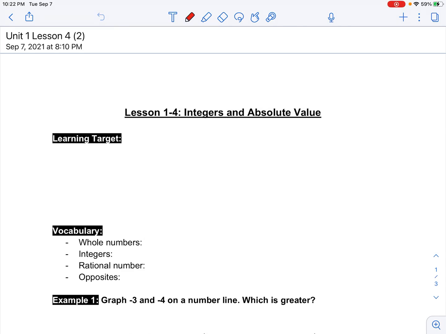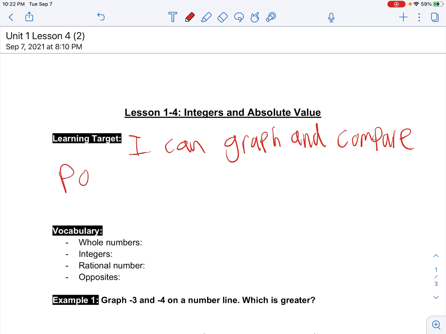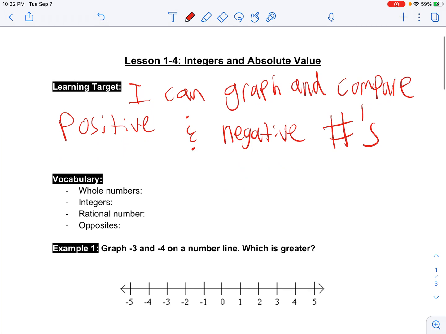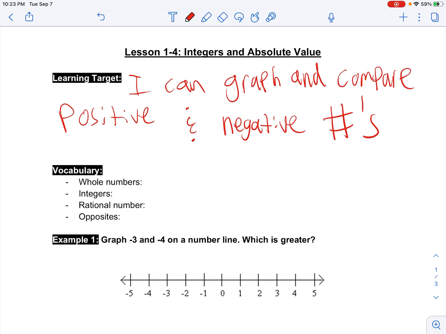All right, let's take a look at lesson 4. Our learning target for today is I can graph and compare positive and negative numbers. Redo that. There we go. It's the and sign.